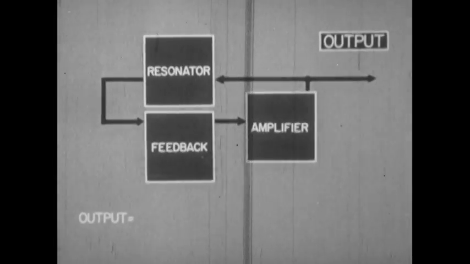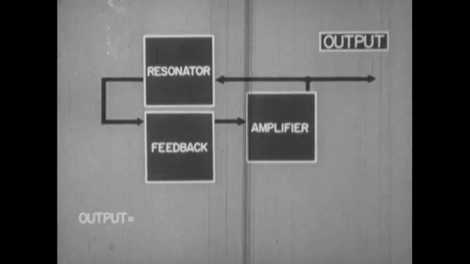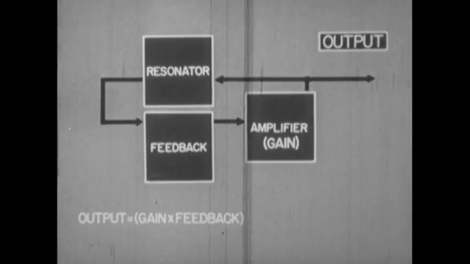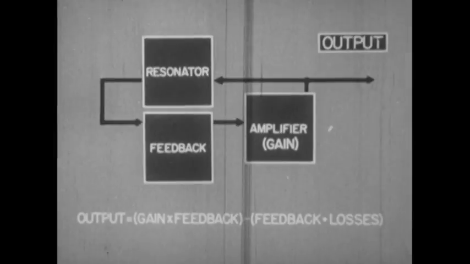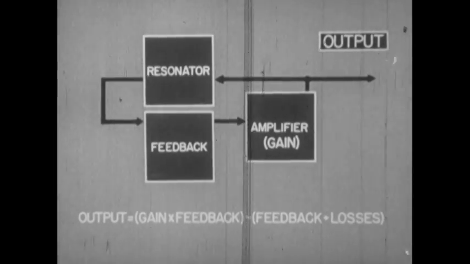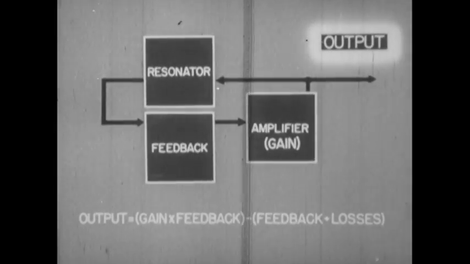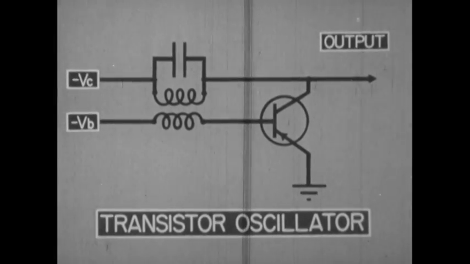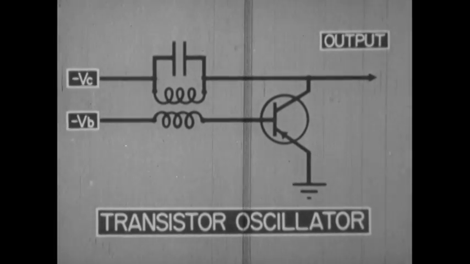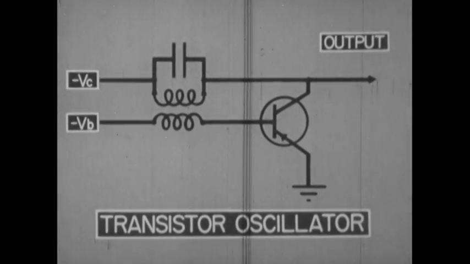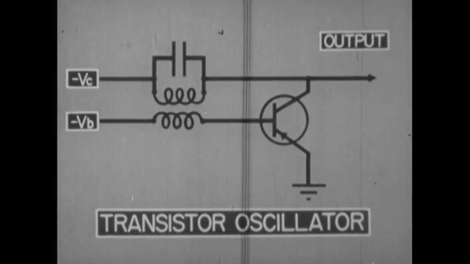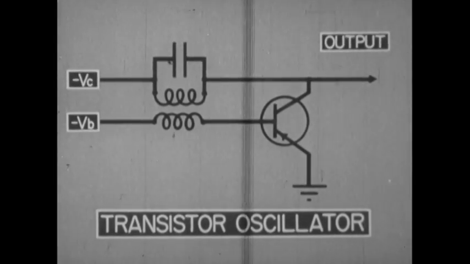In order to maintain oscillation and supply an output, the amplifier must have enough gain to supply its own input, replace all circuit losses, and have sufficient energy left over to deliver adequate output. This is a very simple oscillator. Transistors will work just as well in a great variety of other oscillator circuits, including most of those in which vacuum tubes are employed.